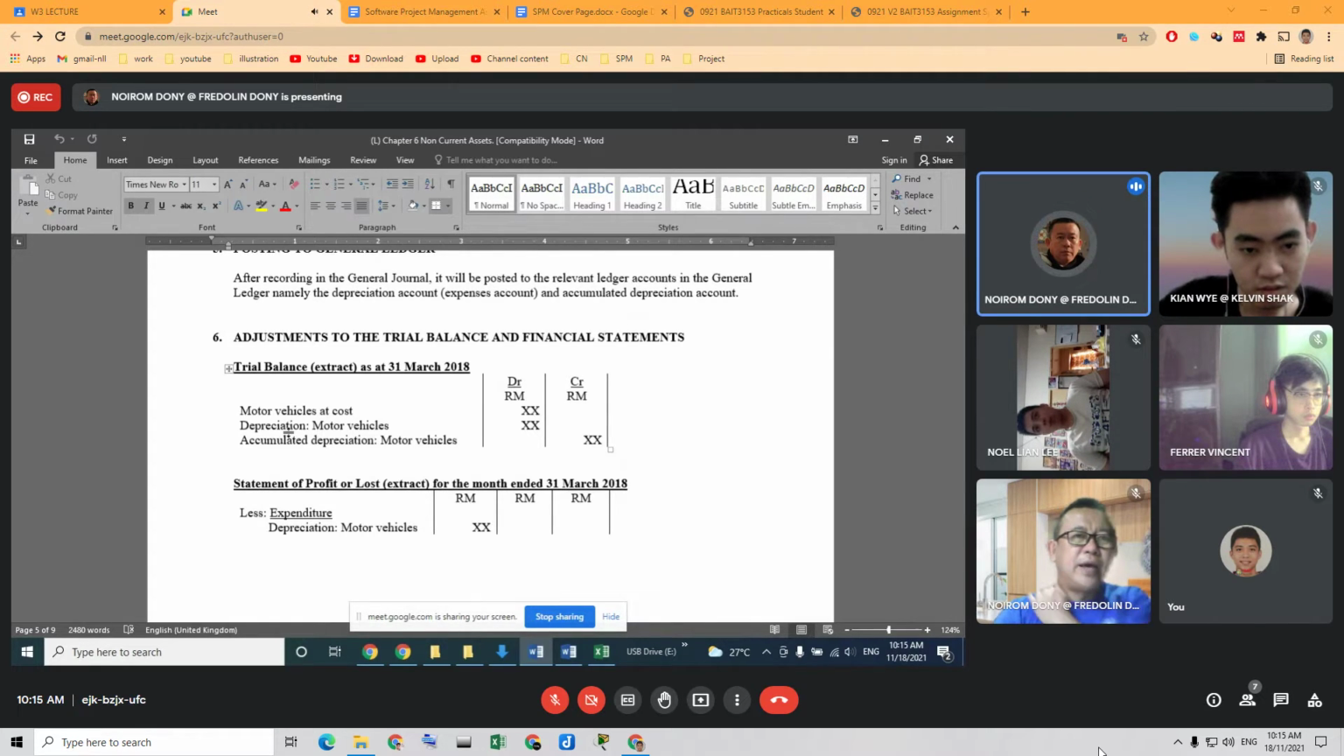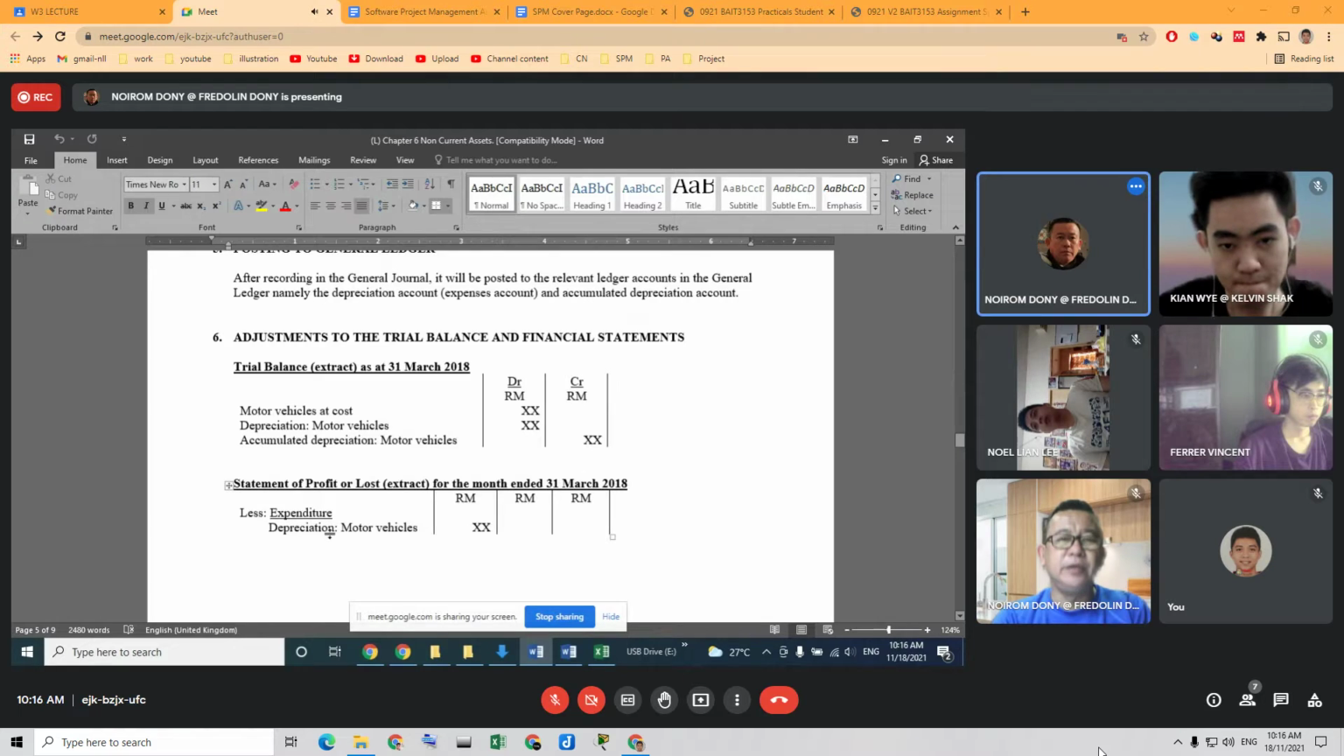So SPL, it's a debit, but because we are preparing in a statement form, debit SPL is represented as less. So that's why it is less, and this is under the second type of expenses, expenditure. Then you put here the name of the account, depreciation, and you put a remark, motor vehicles. Okay, then put it into the first column.